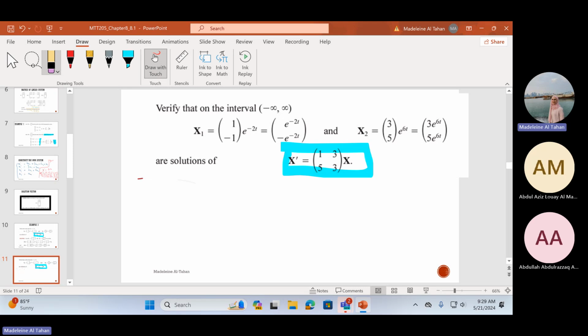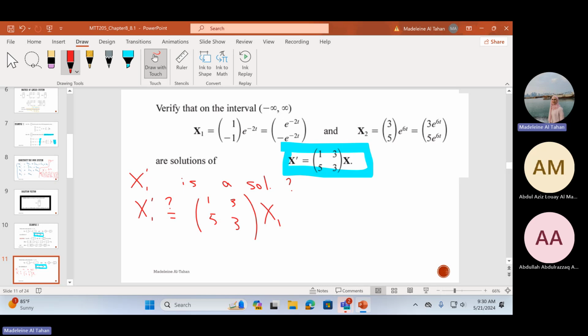Okay. So the first thing, x1 prime, we need to show that it is a solution. So what do we need next? We need to verify or check that x1 prime is equal to the 3 by 3 matrix times x. Here they are giving us two solutions, two vectors, and we need to check if each of these vectors is a solution. Here I'm putting checking, but no need to put checking because they are saying to us verify.